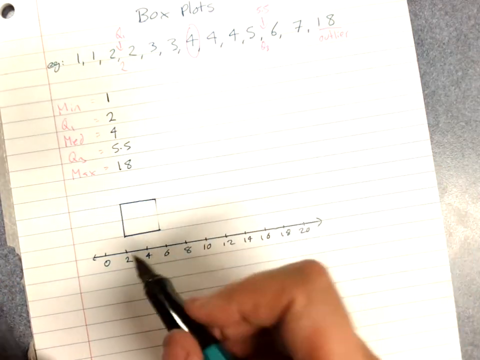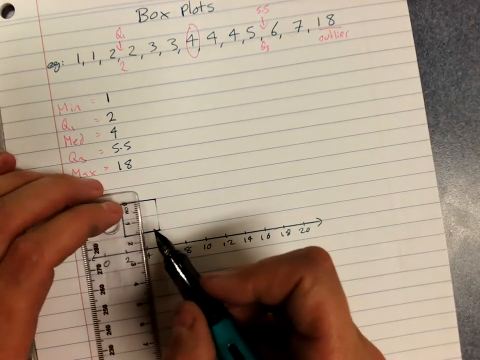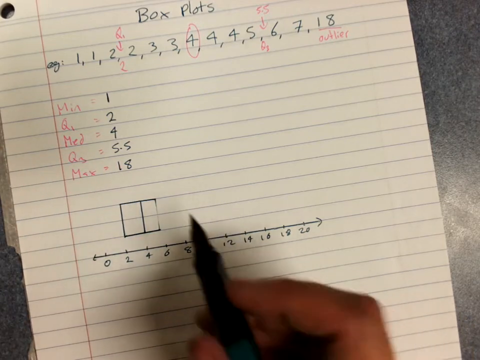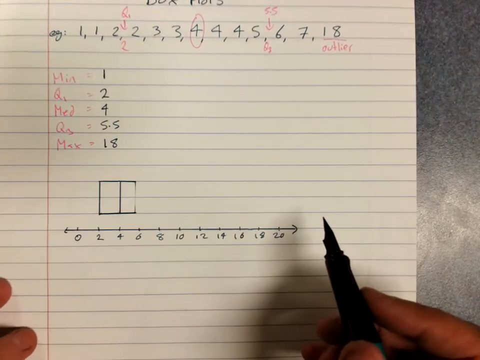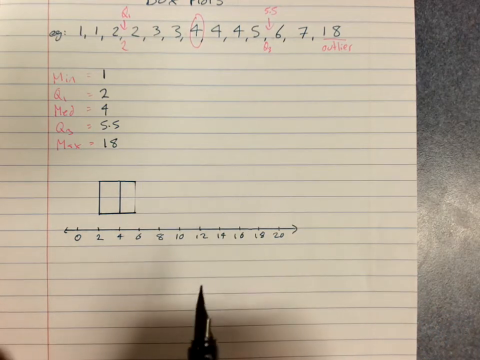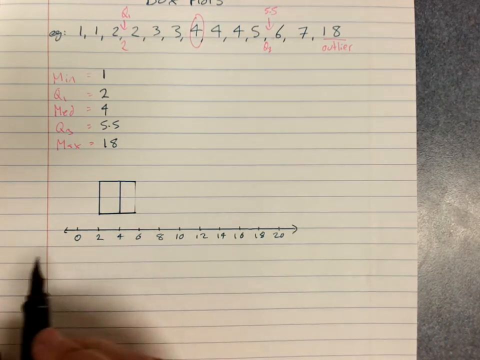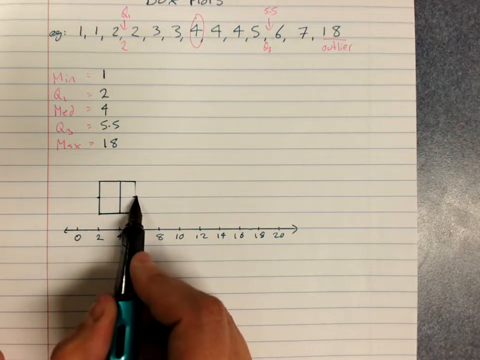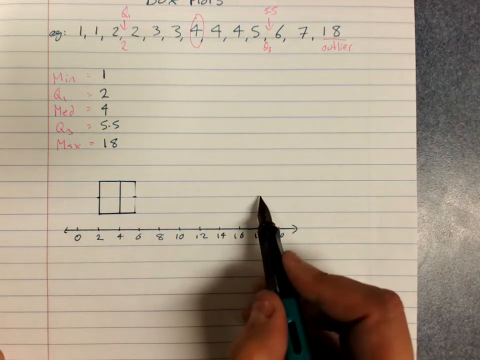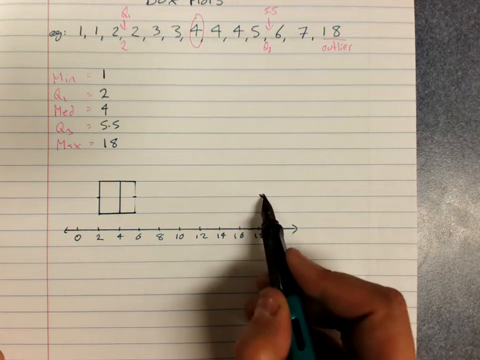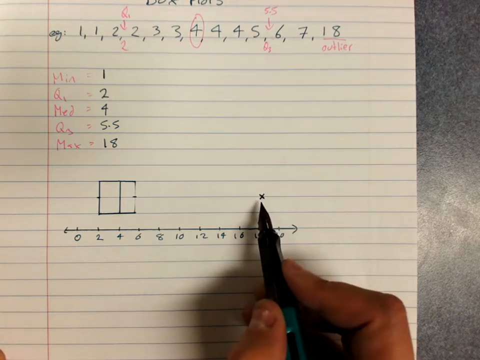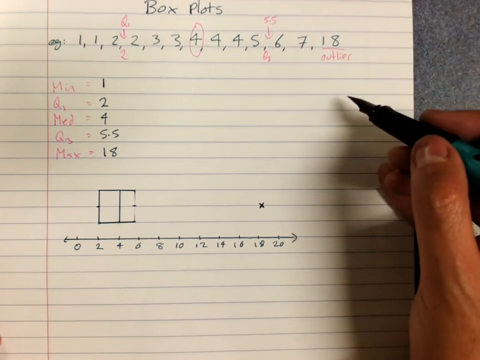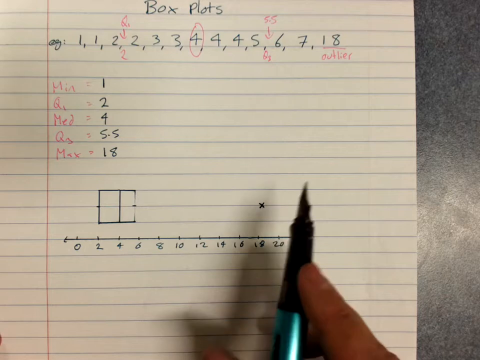And a line goes at the median, which is 4. Any outliers get represented separately along this middle line of the box. 18 is an outlier, so I'm going to put a cross at 18 to show that there's an outlier. We measured, we did the test, it is an outlier, and we're placing it there.